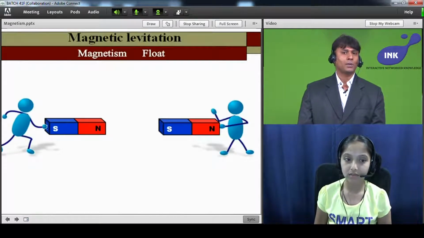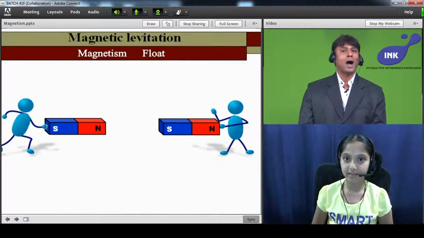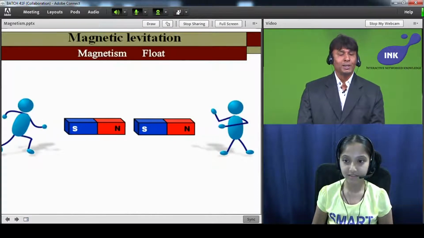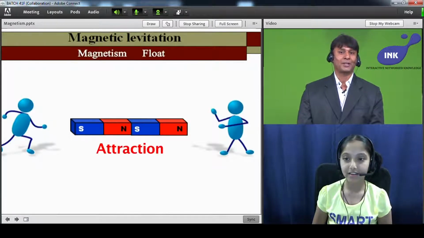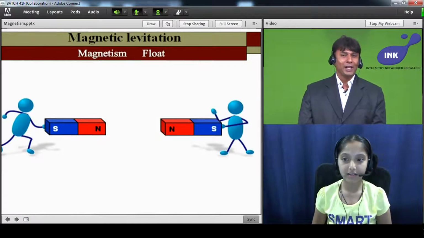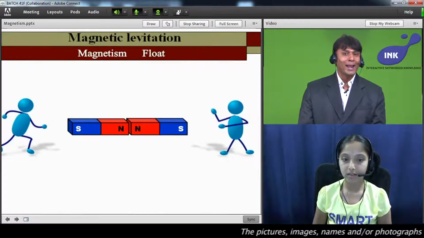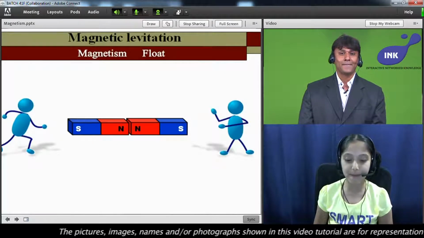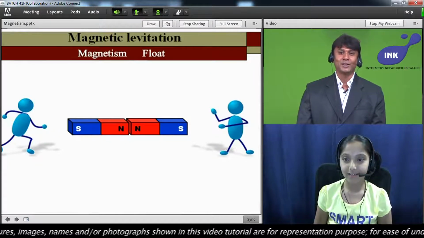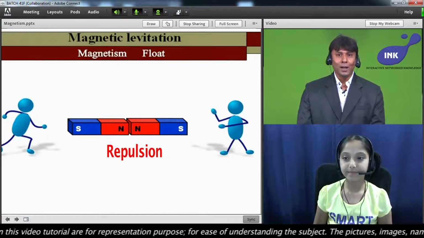Suppose I take two magnets, and these two magnets are such that one magnet's North Pole and the other magnet's South Pole come close to each other, then tell me what will happen? They will attract, sir. You're right. They will attract, and this is called attraction. On the other hand, if these two magnets are brought close to each other such that the North Pole and the North Pole come close to each other, then tell me what will happen? Sir, they will repel. You're right. These two magnets will repel, and this is called repulsion. That means when two like poles come, they repel.